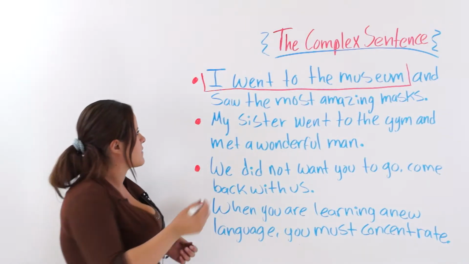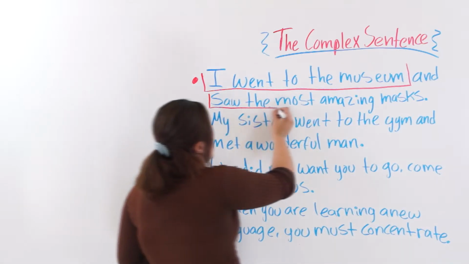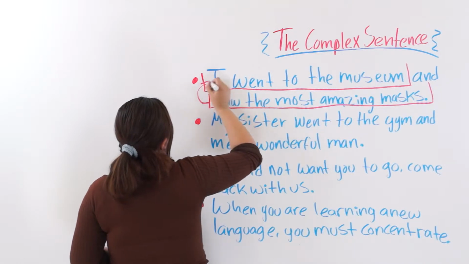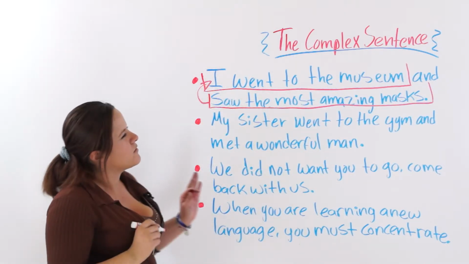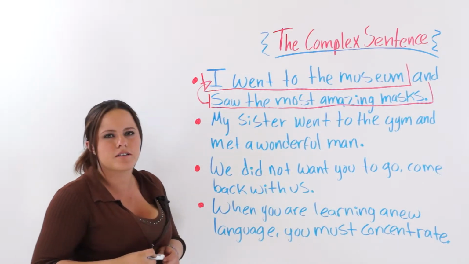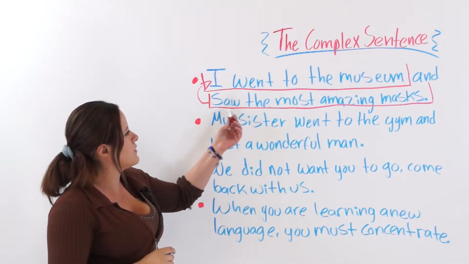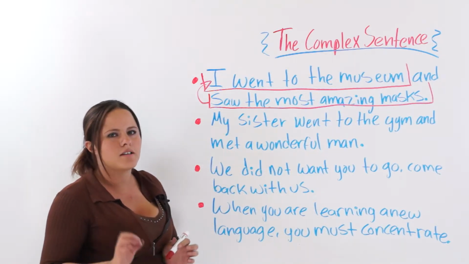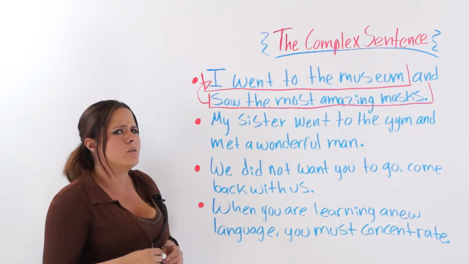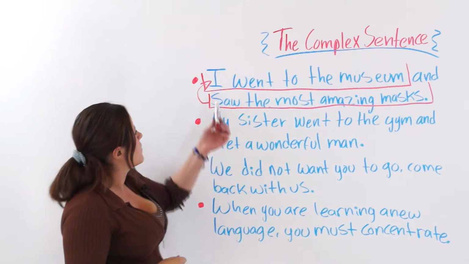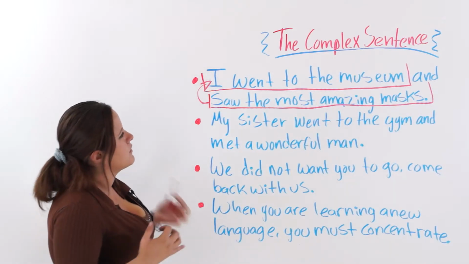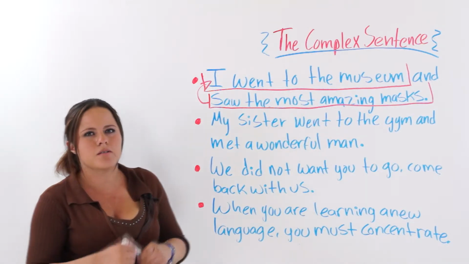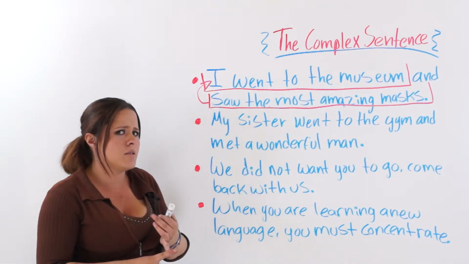I went to the museum and saw the most amazing masks. Saw the most amazing masks. And here we have a dependent clause. This depends on this here to make sense, because this here cannot stand for itself as a sentence. Saw the most amazing masks, period. You would say, what? Who saw the most amazing masks? Right? So up here, we specify the subject. Remember that a coherent sentence must have a subject, must have a predicate.